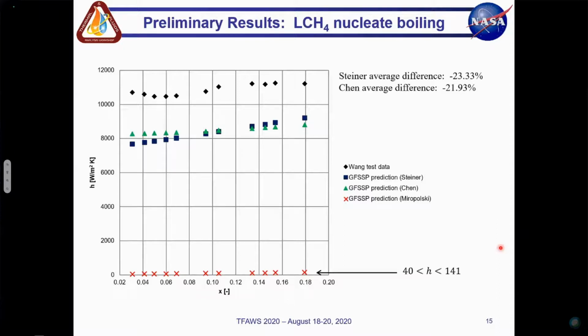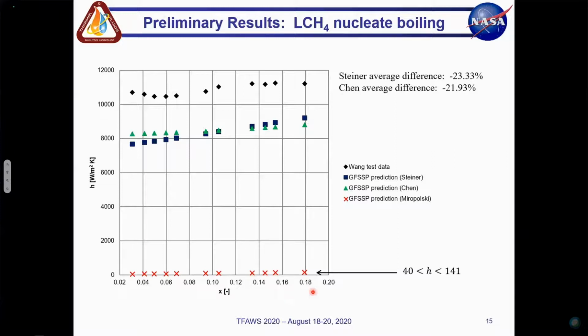And here are some of the results. So I have four plots here. All of them are very similar, so I'll spend the most time on this one and kind of brush through the next ones. So this plot shows heat transfer coefficient versus quality. Here is the test data. These two are the nucleate boiling correlations I showed on the previous slide. You can see that they agree with each other pretty well, and they underpredict the test data by about 24%. And as far as heat transfer goes, this is still pretty good.